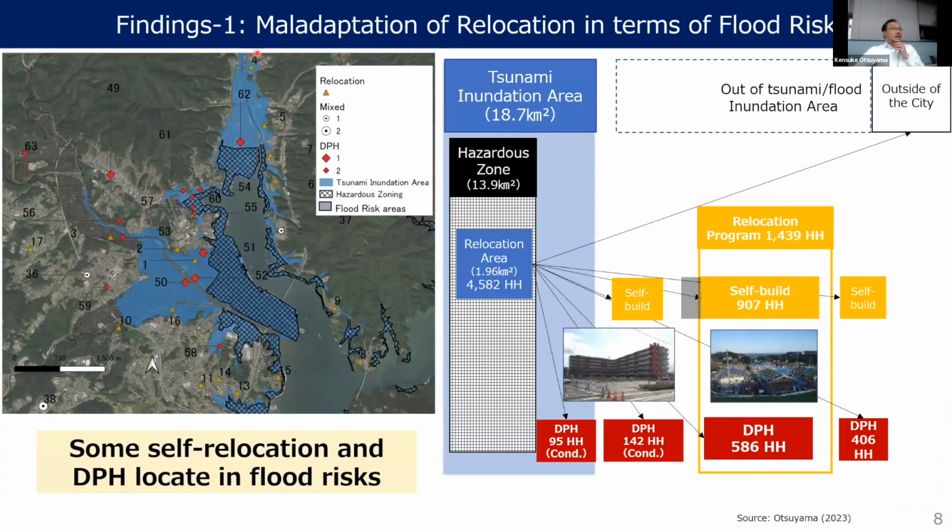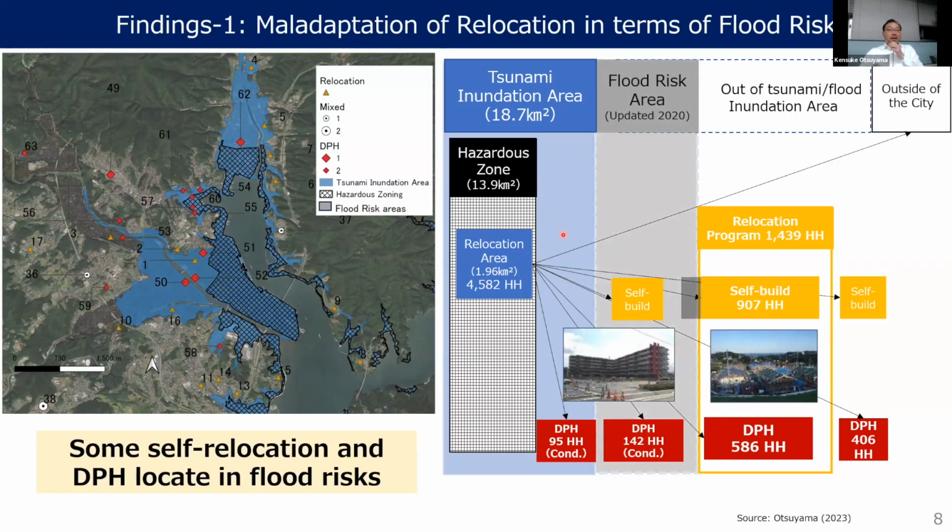The first finding is maladaptation due to the relocation. As you can see, this blue shows the tsunami inundation area, and this black lattice shows the hazardous zone. It means prohibition, you cannot build houses. Those who lived here need to relocate. This orange triangle shows the relocation place, and this red square shows disaster public housing. Most people, if they have enough money, can rebuild by themselves with their own funding. Those who cannot afford housing moved to disaster public housing.